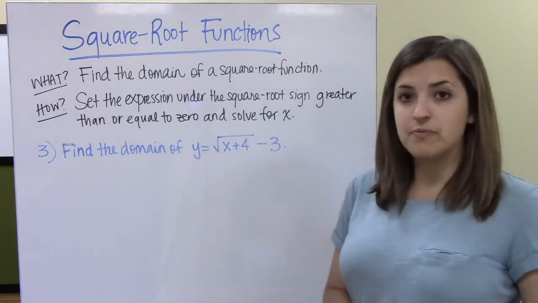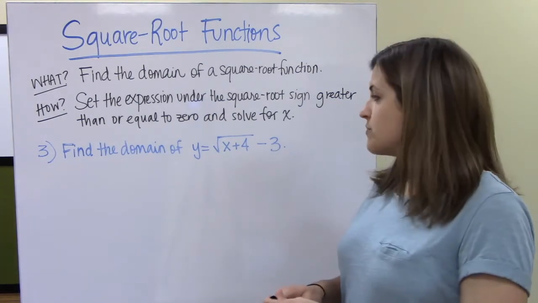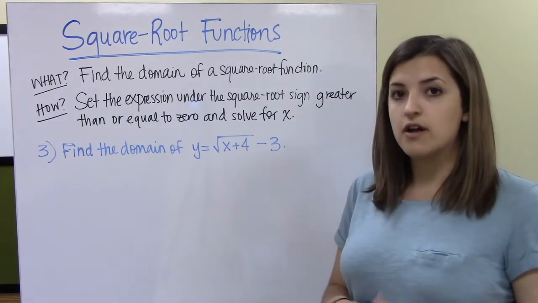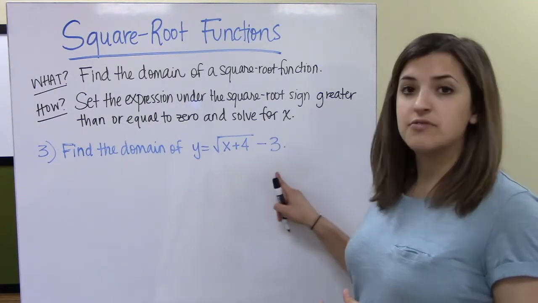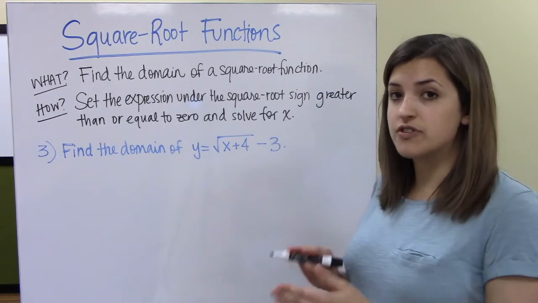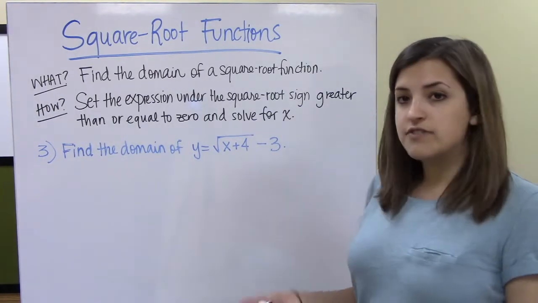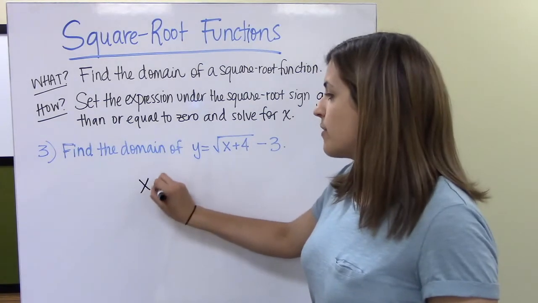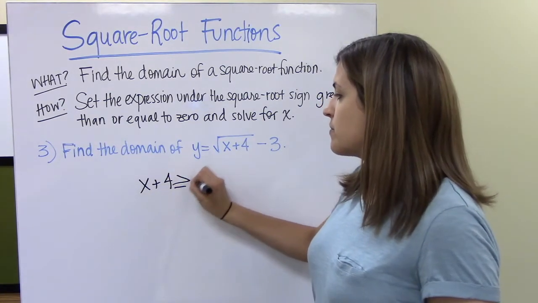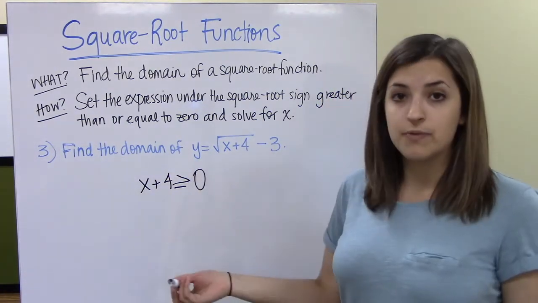What if we have to find the domain of the function y equals the square root of x plus 4, minus 3? The minus 3 here is not included under that square root sign, so we're not going to use it in finding the domain. So all we have to do is set x plus 4 to be greater than or equal to 0. And now we want to solve for x.